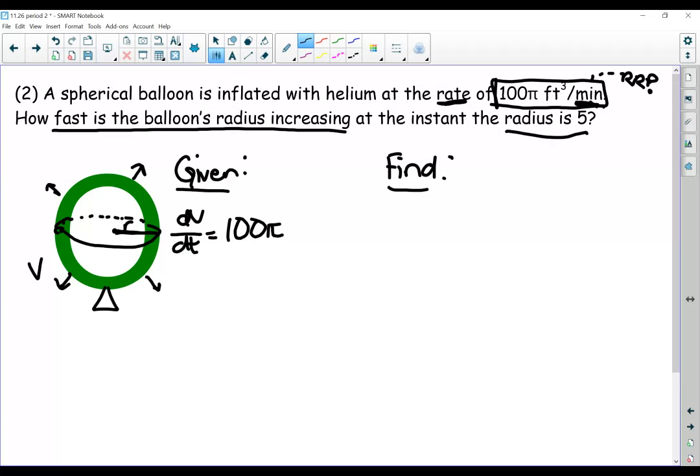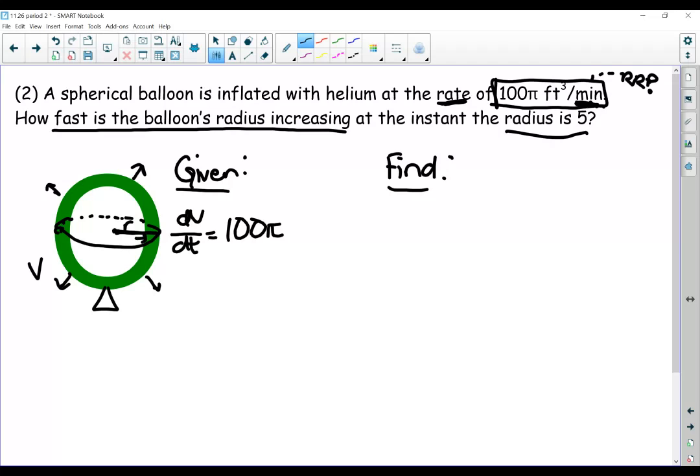Now I need to figure out, based off this situation, if this is a positive constant rate or a negative constant rate. And because it's being inflated, I know it's a positive constant rate. I leave the units off when I write down the numbers. I just like to see what's happening. The other thing I like to do is draw what's happening there.